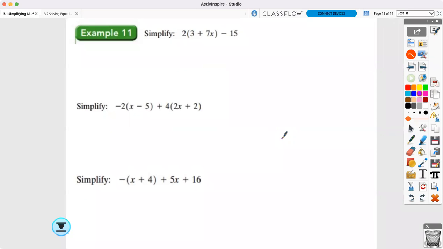So I'm gonna go ahead and give you guys a minute. All right, you have 1 minute. And I'll get started on example 11. There's 3 parts to 11, guys. There's A, B, and C.